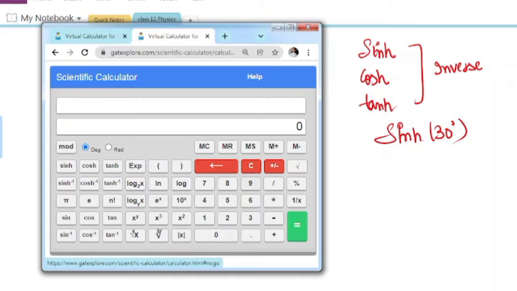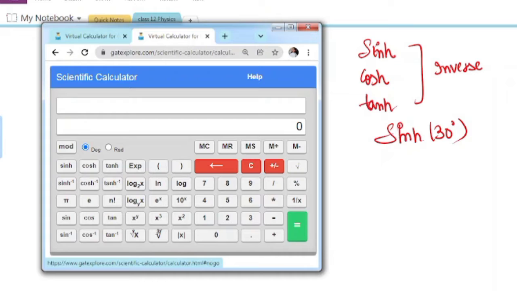If you want to calculate the value of cos hyperbolic 30 degrees, just put 30 here and cos hyperbolic and then the equal sign. You get the value. Next, if you want to calculate tan hyperbolic 30, you can use any value which you want to use to solve your problems. Okay.